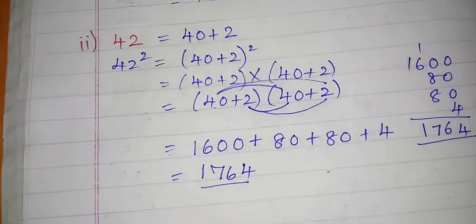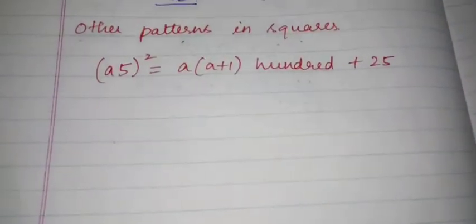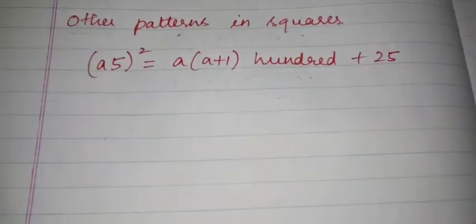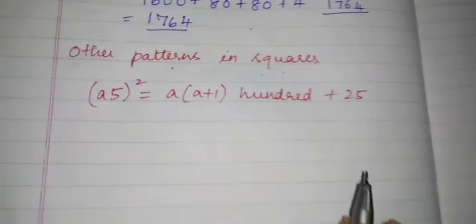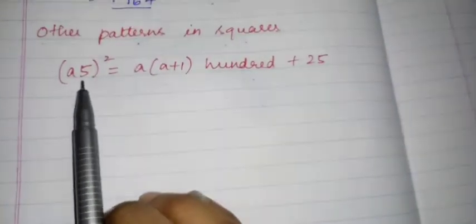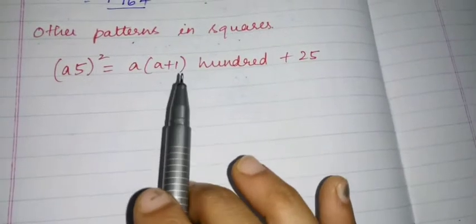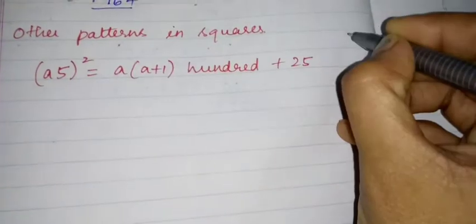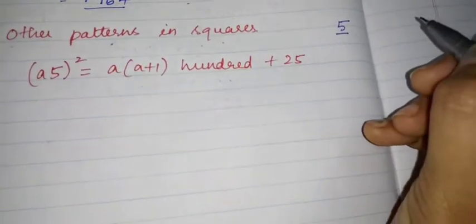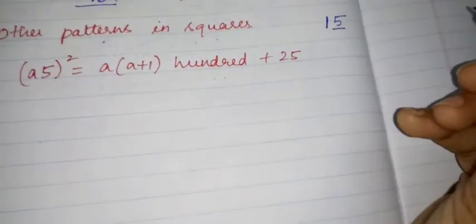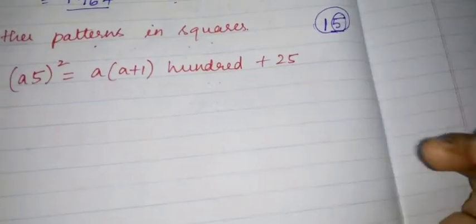Okay children? Next topic is other patterns in squares. What other facts are we going to learn in squares today? See, on the right side you will find one blue box. In that they have given, consider a number with unit digit 5. Unit digit means the last digit. The last digit should be 5. So I'm going to take the number 15. In this, the unit digit is 5.